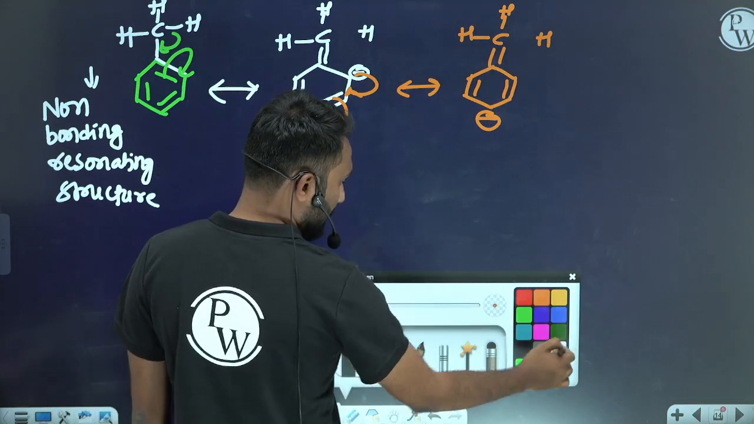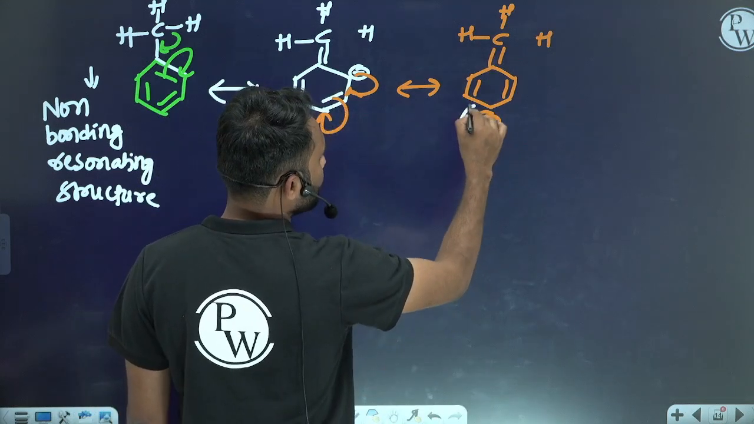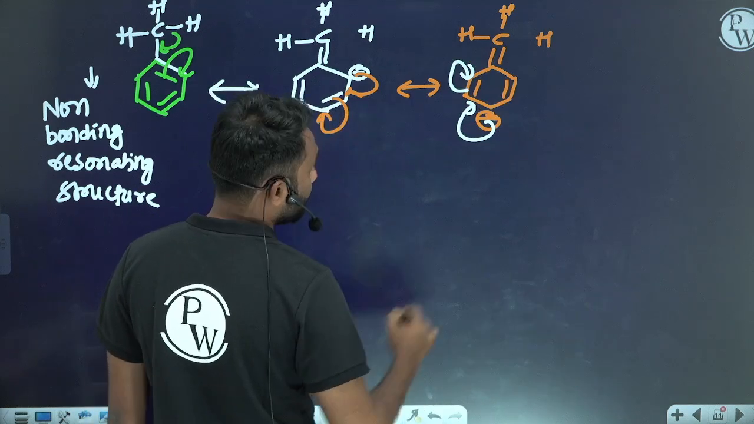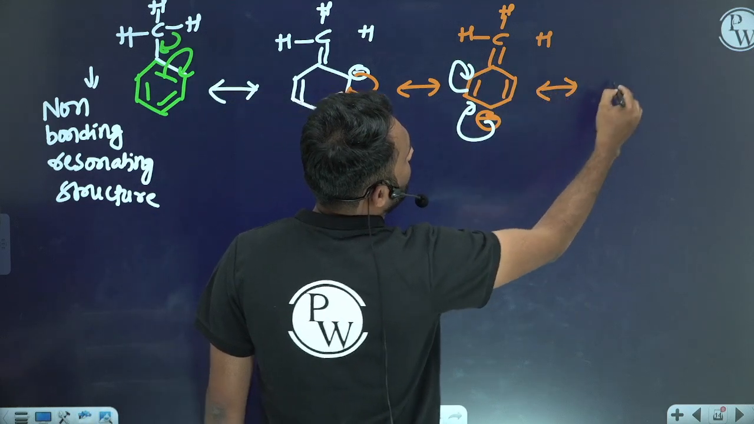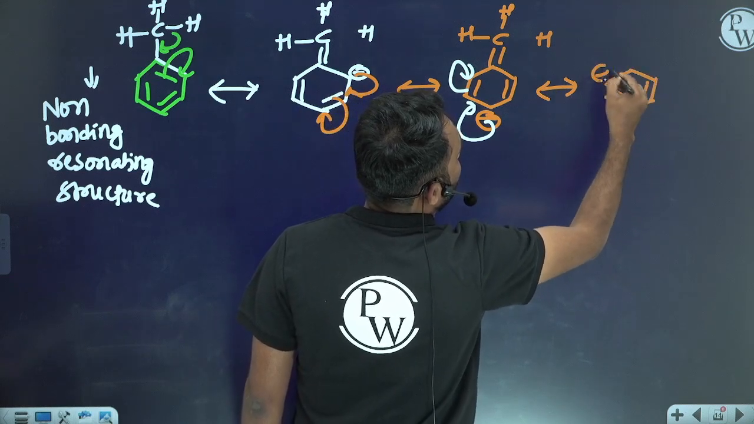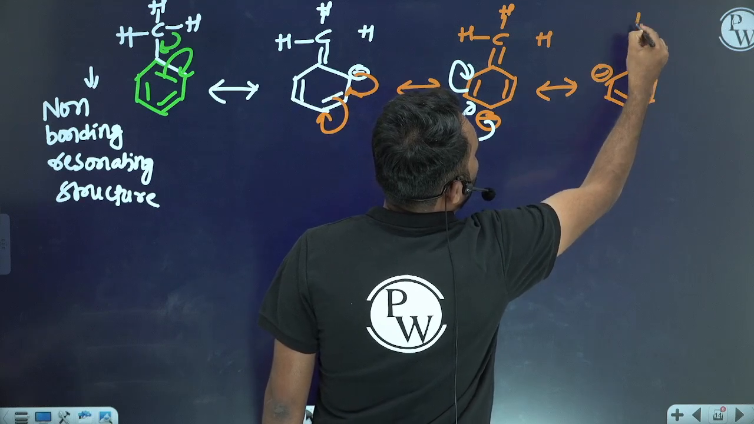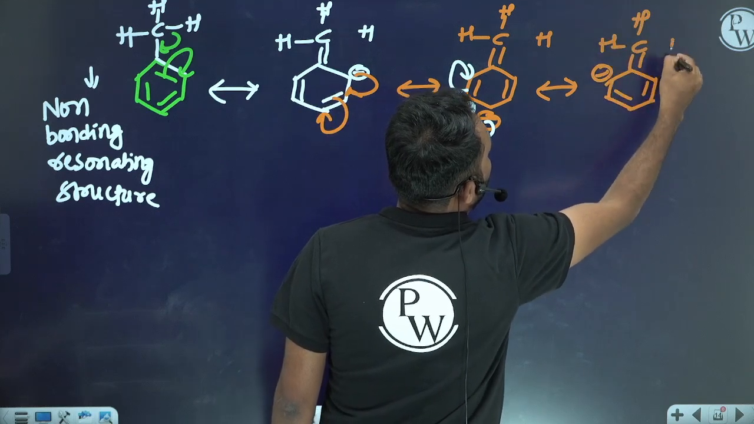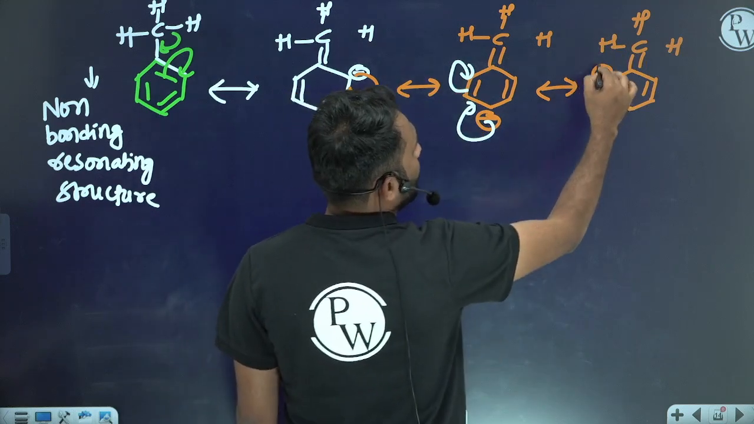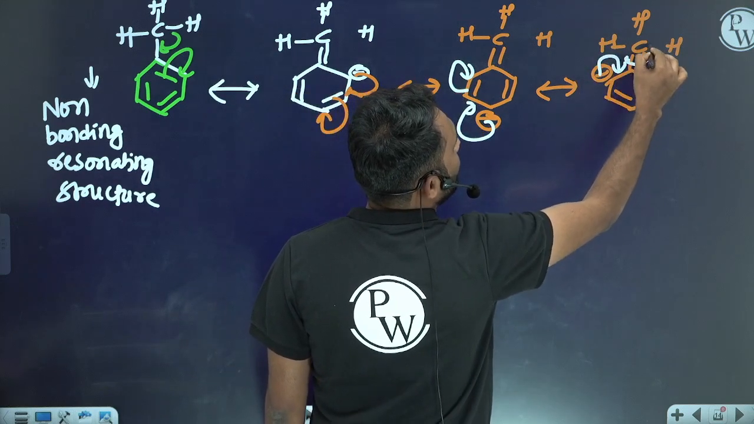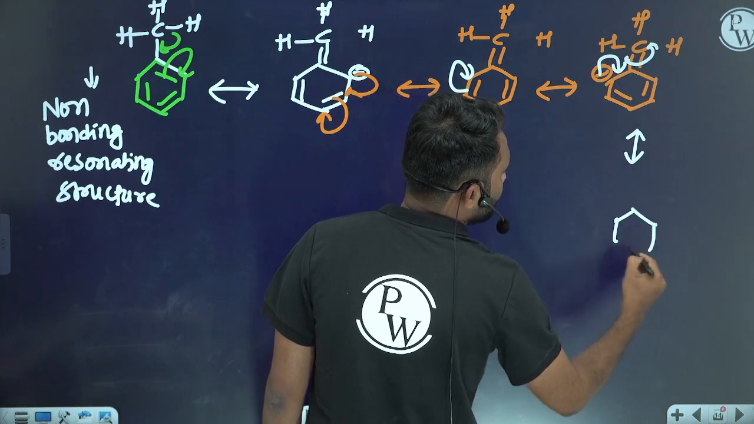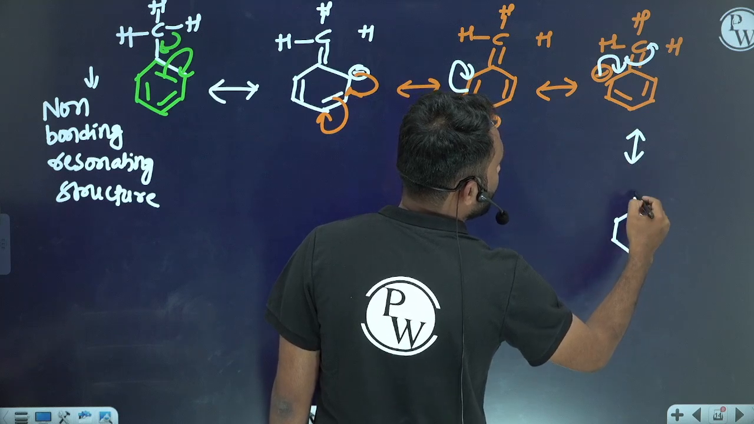Again, this negative charge will be delocalized and this pi bond will be delocalized here. Now here is the negative charge. Clear? Now again the aromaticity will be restored.